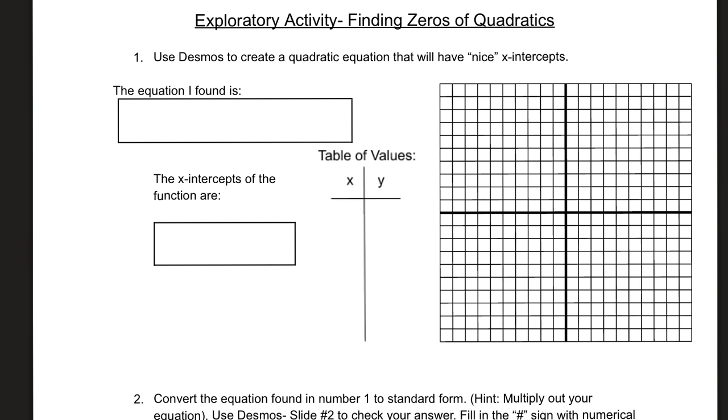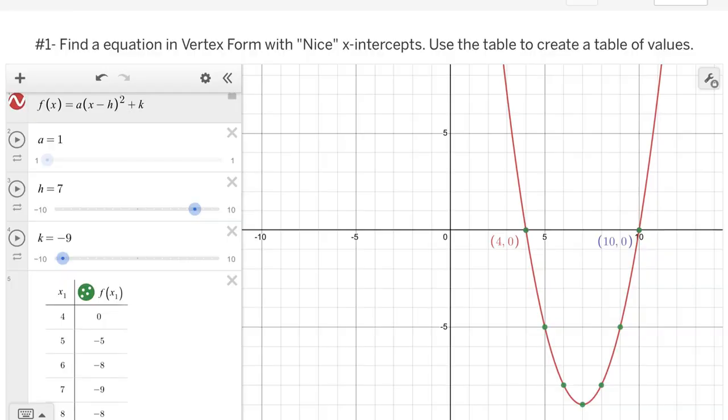If you look here at number one, it says use Desmos to create a quadratic equation that will have nice x-intercepts. Okay, I'm going to take a look at page number one in Desmos. It says find an equation in vertex form with nice x-intercepts. Use a table to create a table of values.